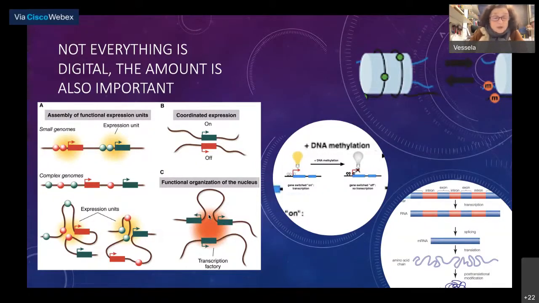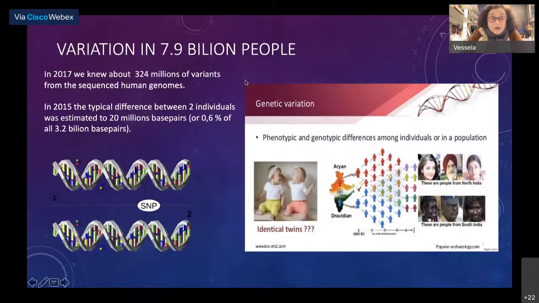So in addition to all that, of course, I gave you a little refreshment from the school books on how you can make one person. But we are 7.9 billion on Earth. And of course, it is important to bear in mind that in this variety, in this number of people, there is a huge amount of variance. In fact, by 2017, we knew about 324 million genetic variants from healthy individuals.